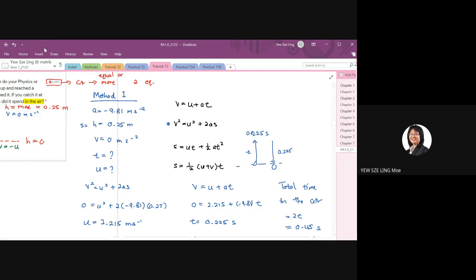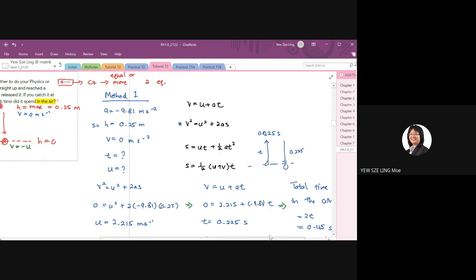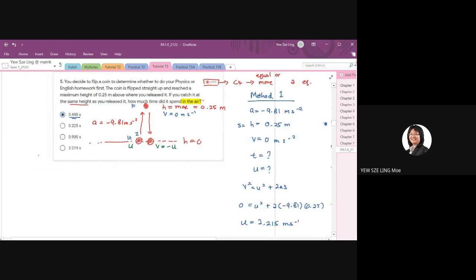This is how you solve the questions, starting from calculating u. So this is a typical C4 question, where you need to apply two equations in order to obtain the final answer. And now let's look at method 2. So method 2, what am I going to do right now? I take the initial position here, and here is my final position. So initial and final, both of them are located at the same height.